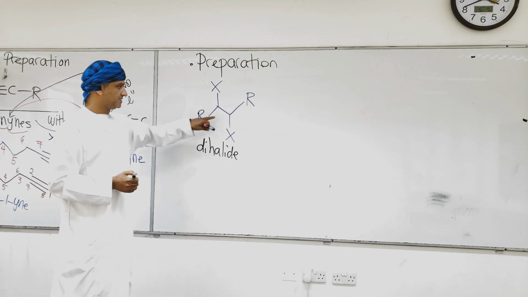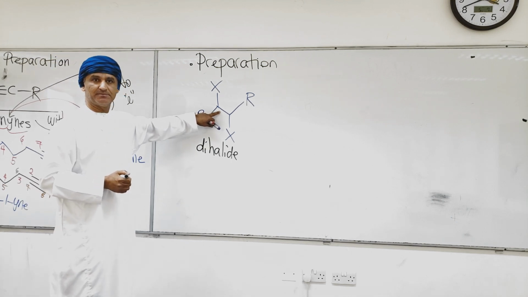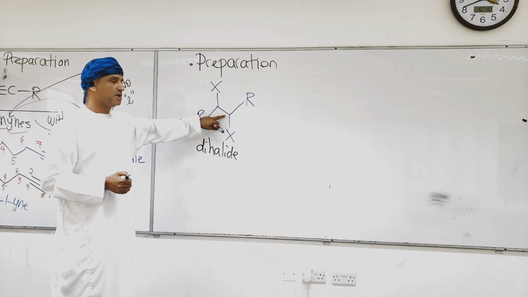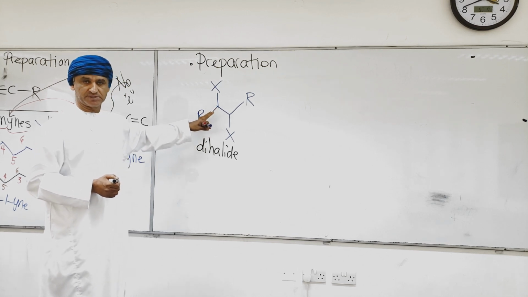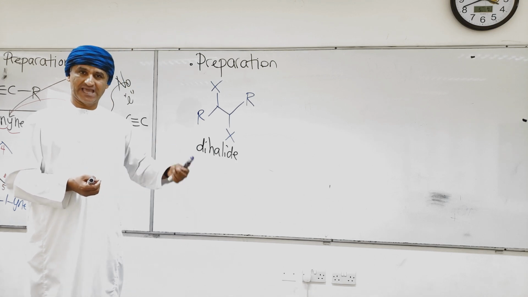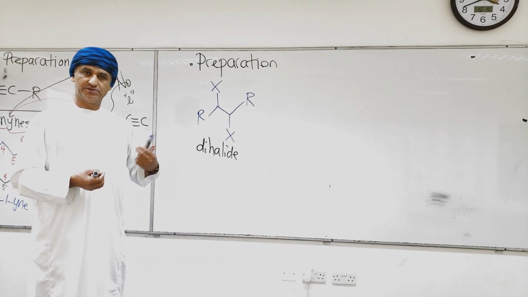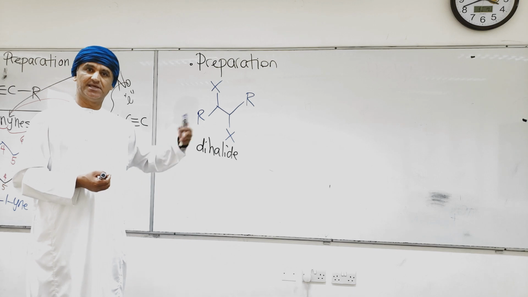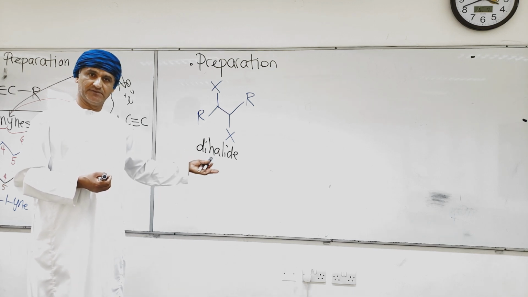A dihalide has 2 halogens on adjacent carbons, and each of these 2 carbons, not only do they have 2 halogens, but also they have the necessary hydrogen to be lost in the reaction. Remember, it's dehydrohalogenation. It's actually double dehydrohalogenation in this case.